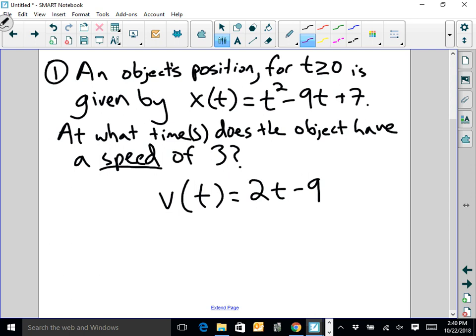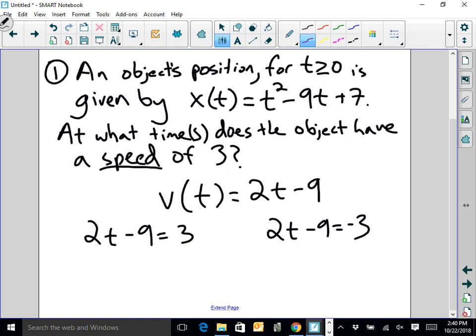So what I want to do here is write two equations. I'm going to set 2t minus 9 equal to 3. And I want to set 2t minus 9 equal to negative 3. If I had my calculator here, I would graph my velocity, graph the horizontal line 3 and the horizontal line negative 3, and I'd find those intersections. But I don't have a calculator here, so I want to set my velocity equation equal to 3 and equal to negative 3. Since it's no calculator, the numbers are a little easier to work with here.